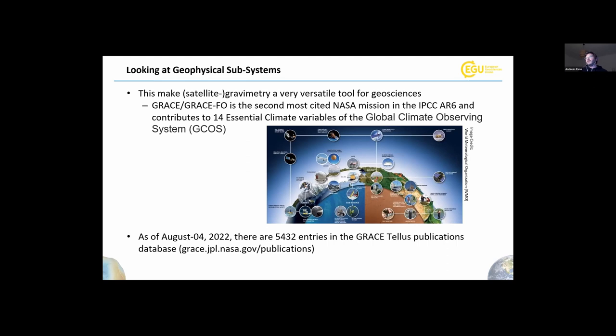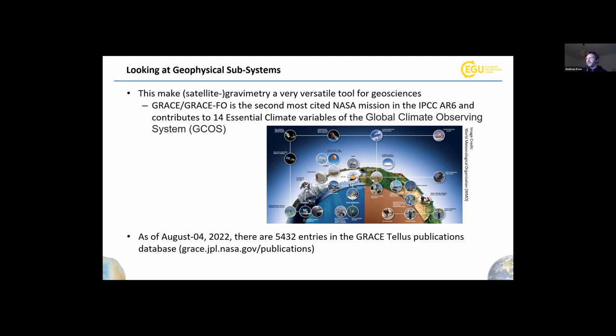And this versatility that gravimetry or satellite gravimetry gives us is very much reflected in how much this data is used and how important it is to geoscience. I just took some stats from the GRACE Tellus website hosted by NASA. And GRACE and GRACE Follow-On are the second most cited NASA satellite mission in the Intergovernmental Panel on Climate Change Assessment Report 6. And it contributes to 14 essential climate variables of GCOS.